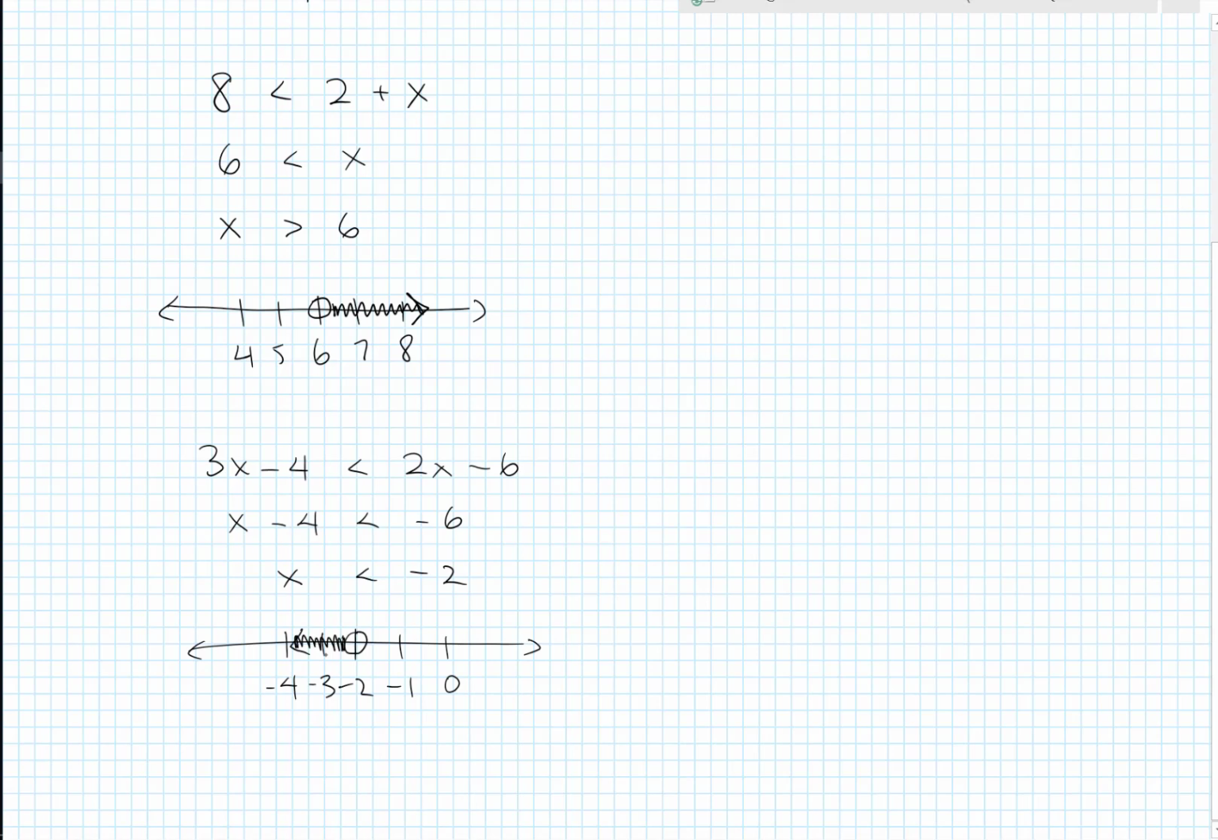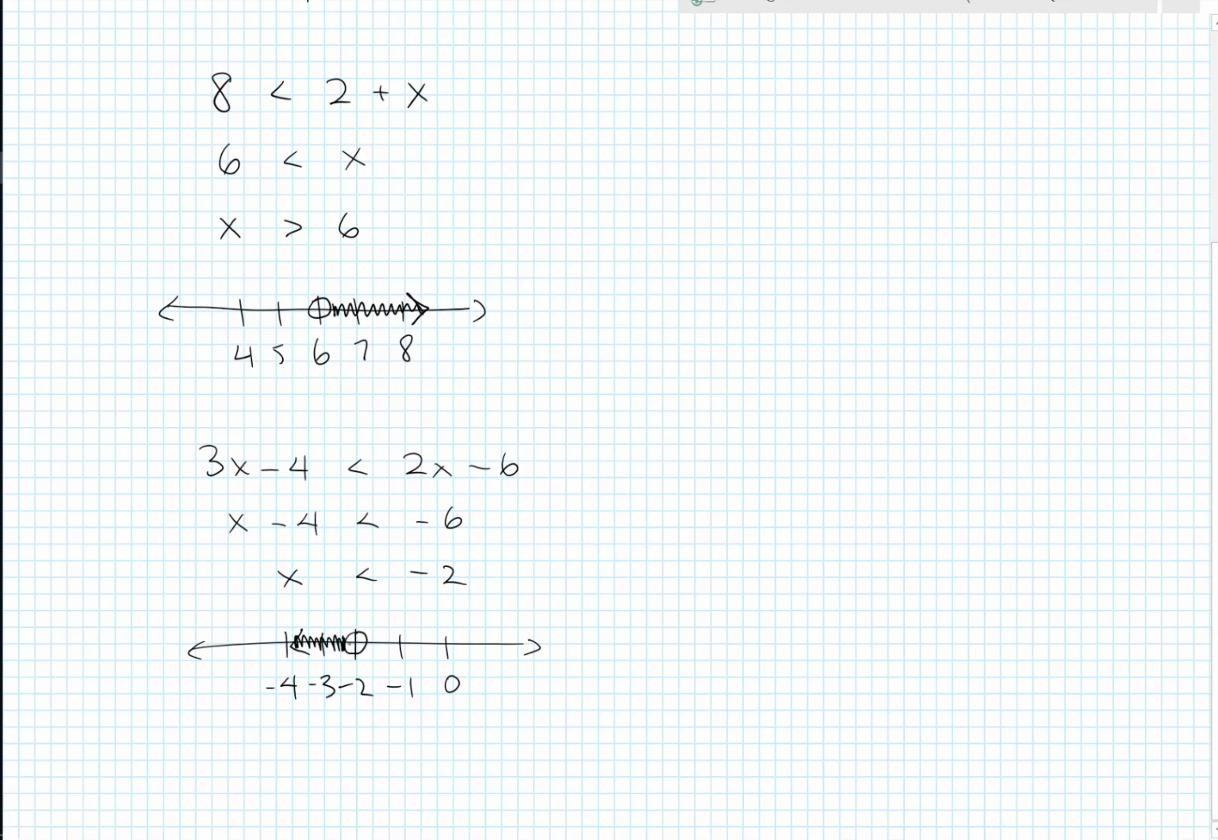Let's try plugging in -2 to make sure that we get the left-hand side and the right-hand side the same. If we plug in -2, we get on the left 3 times -2, which is -6 minus 4, or -10. If we plug in -2 on the right, we get 2 times -2, which is -4 minus 6, which is -10. So at least we know we didn't make any mistakes in the solution of this. It's a hollow circle, though, because -10 is not less than -10.